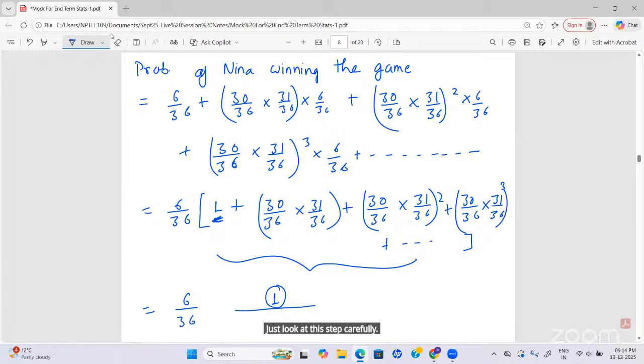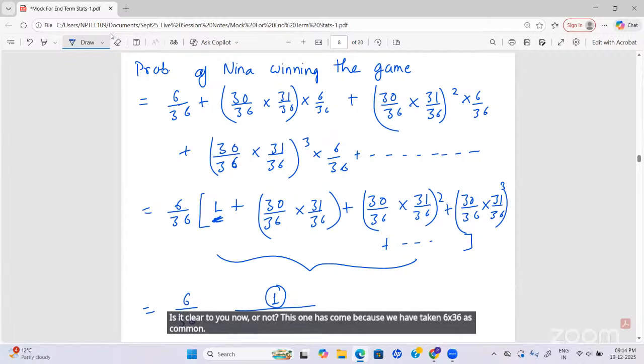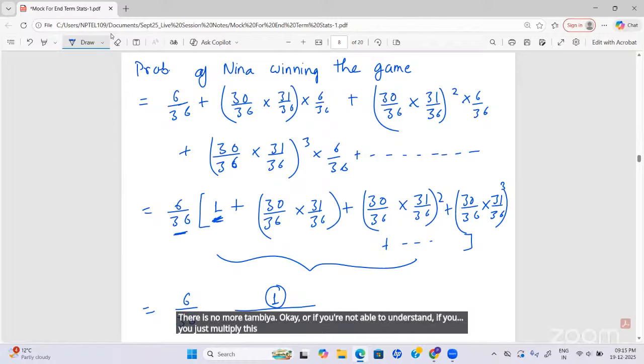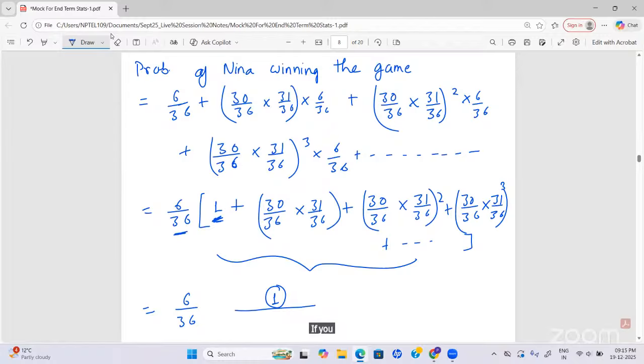Is it clear to you now or not? This one has come because we have taken 6 by 36 as common. There is no more term here. If you're not able to understand, just multiply this inside the bracket. If you multiply, you will get the first term as 6 by 36, and the second term as this one.